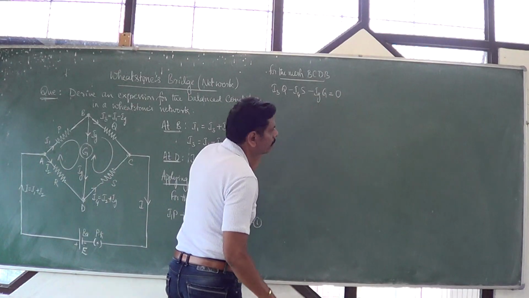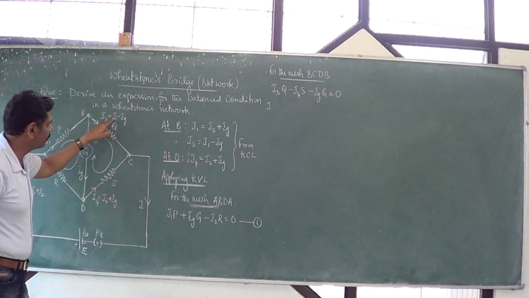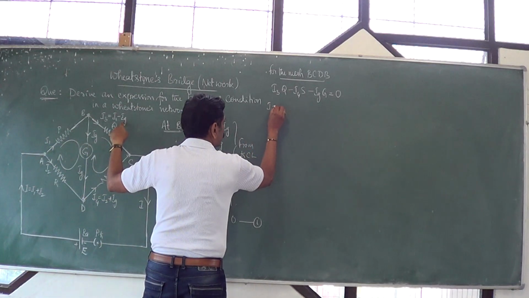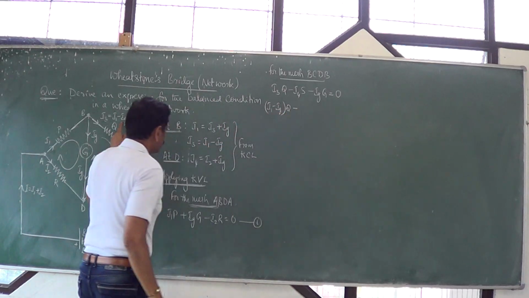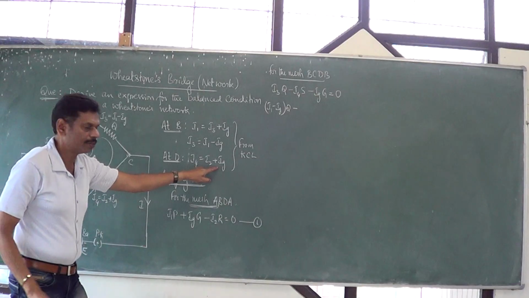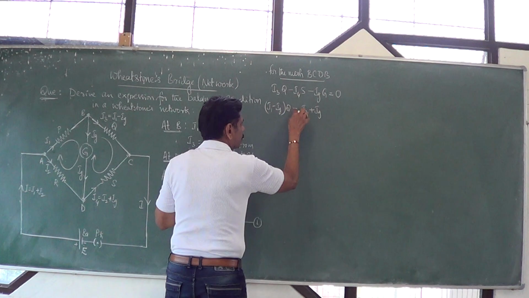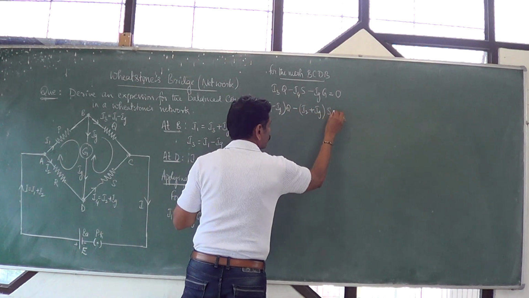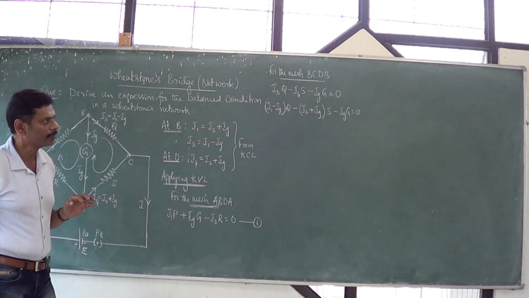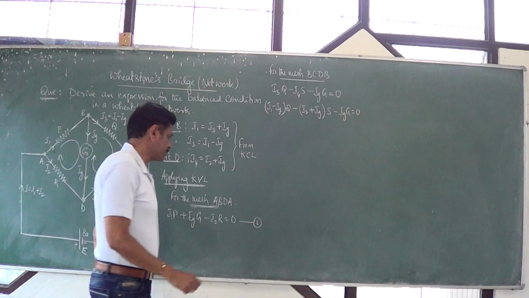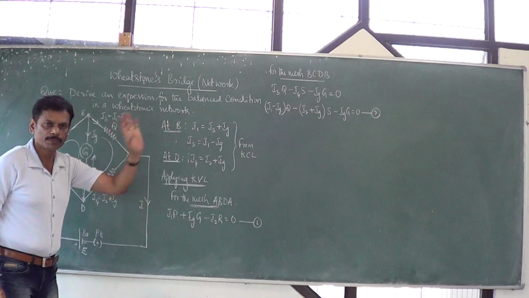In this case, again, substitute for I3: I1 minus Ig multiplied by Q, minus I4 value, I2 plus Ig. This negative sign stays as it is, so the bracket is to be enclosed, minus Ig into G is equal to 0. Right? I will take this as equation number 2. Equation number 1 is there, equation number 2 is there.